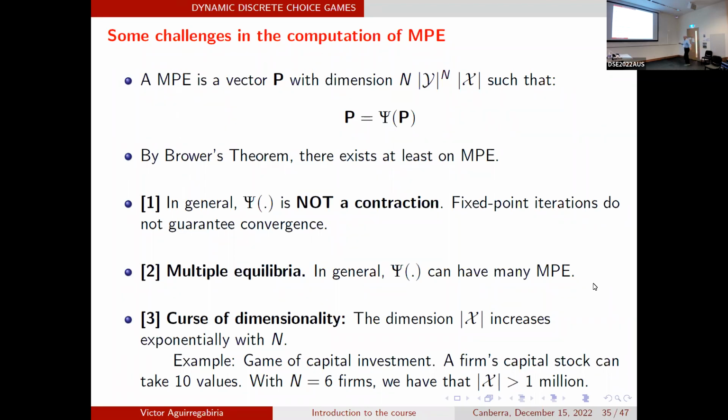For instance, a game of capital investment between firms or quality choice between firms. Suppose the key state variable is the capital stock of a firm, and suppose that the capital stock is a state variable that can take only 10 values. Then the single agent version of this game will have a state space with only 10 points, okay? Now we have 6 firms playing this game, and then the state space will be 10 to the power 6, okay? And you can easily see that this becomes very complicated, even for apparently very simple dynamic games, okay?